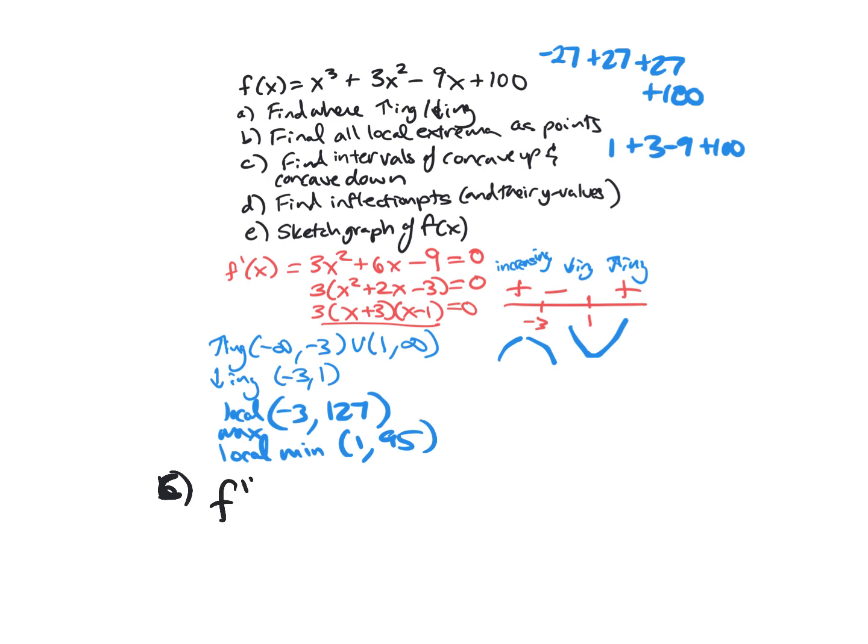So the second derivative of this function is equal to, let's look at the first derivative and take the derivative of that. So 6x plus 6.